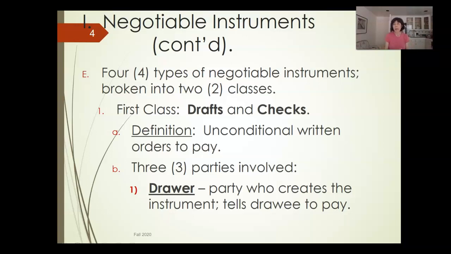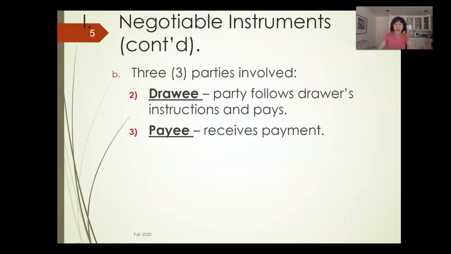There are 3 parties when you have a draft or a check. The 3 parties are the drawer, which is defined basically on this slide, the party who creates the instrument and tells the drawee whom to pay. The second party is the drawee, who is the party who will follow the drawer's instructions and make the payment. And the third party is the payee, who receives the payment.